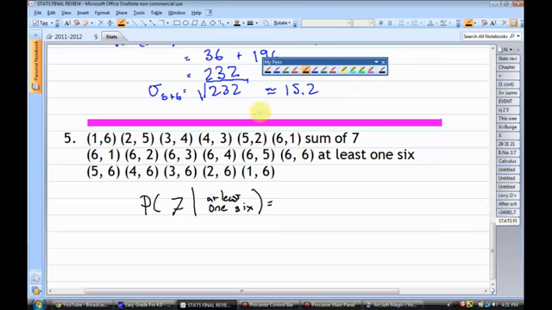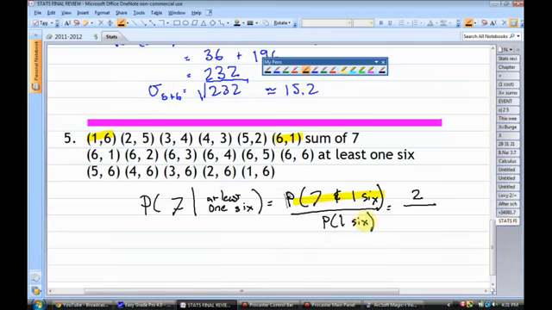All right, so how many have 7 and at least one 6? Notice I'm doing the following. I'm doing the probability of 7 and one 6, and then I'm going to divide that by the probability of at least one 6. So how many of these are 7 and one 6? That's this one and this one, and that gives me 2.